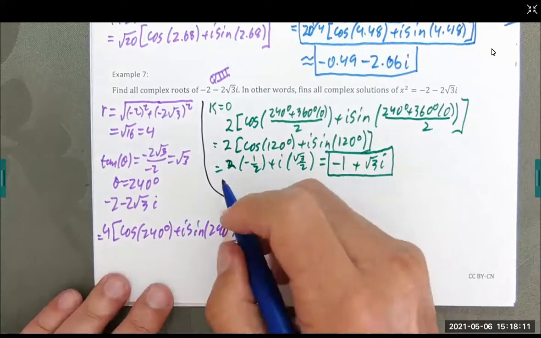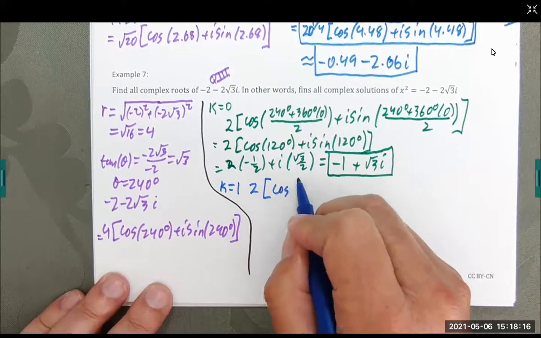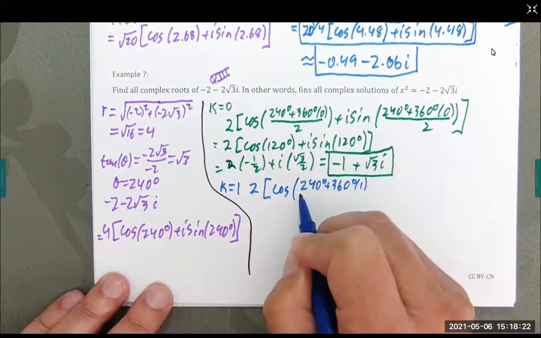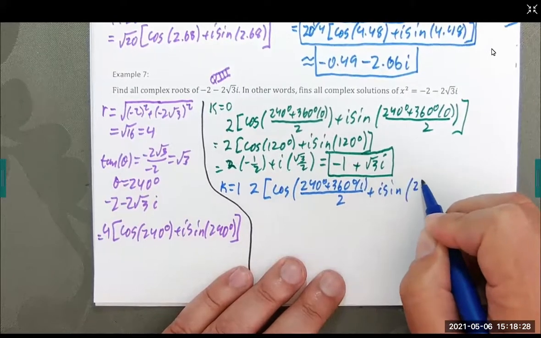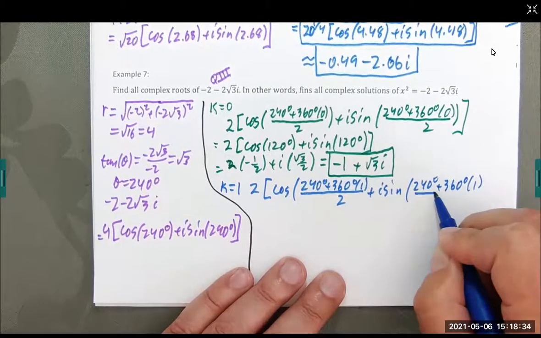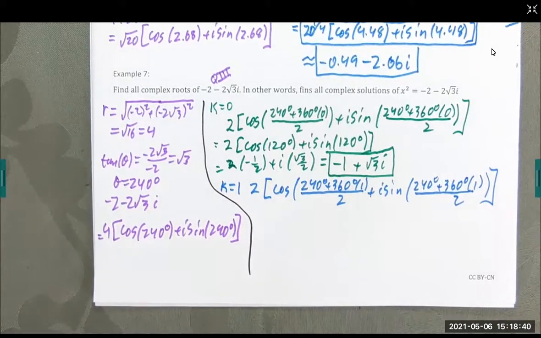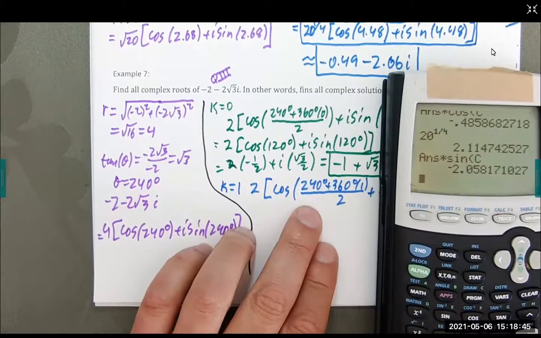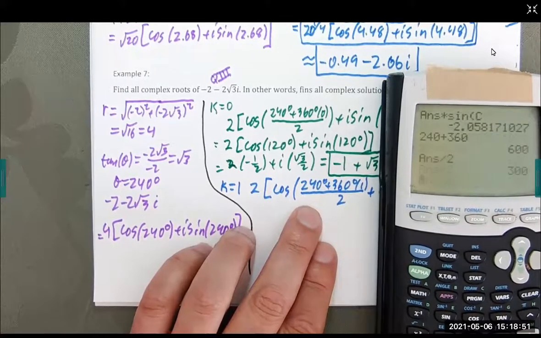Now when k equals 1, we have 2 cosine of 240 degrees plus 360 degrees times 1 over 2 plus I sine 240 degrees plus 360 degrees times 1 over 2. Let's see what that angle becomes. So 240 plus 360 divided by 2. 300 degrees, very nice.